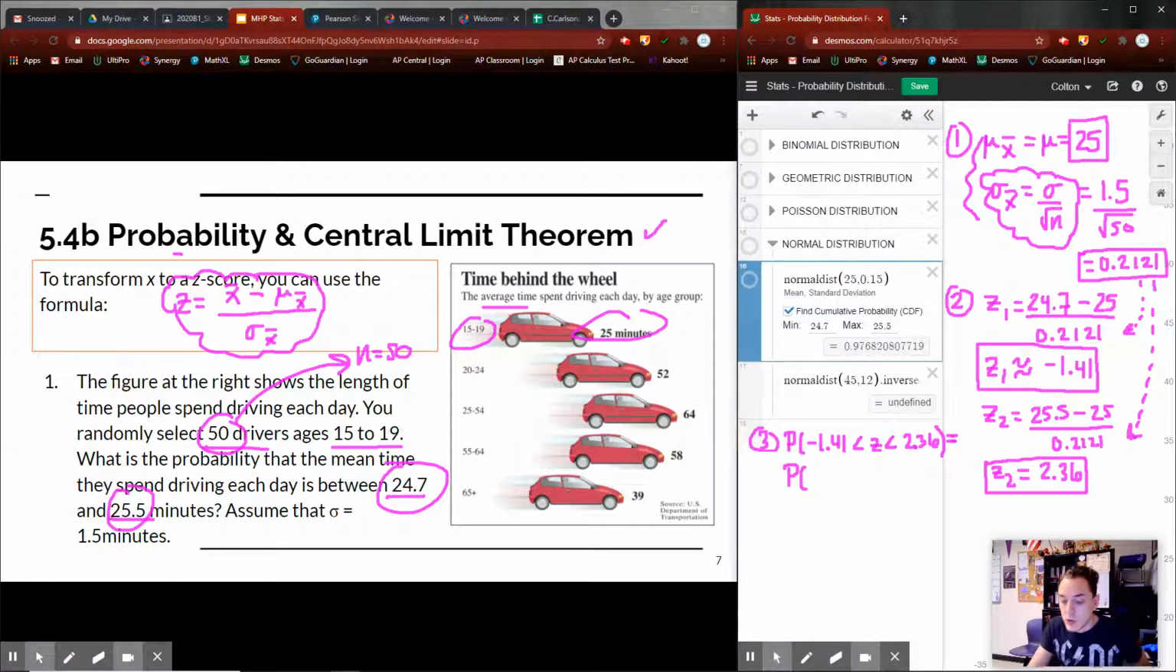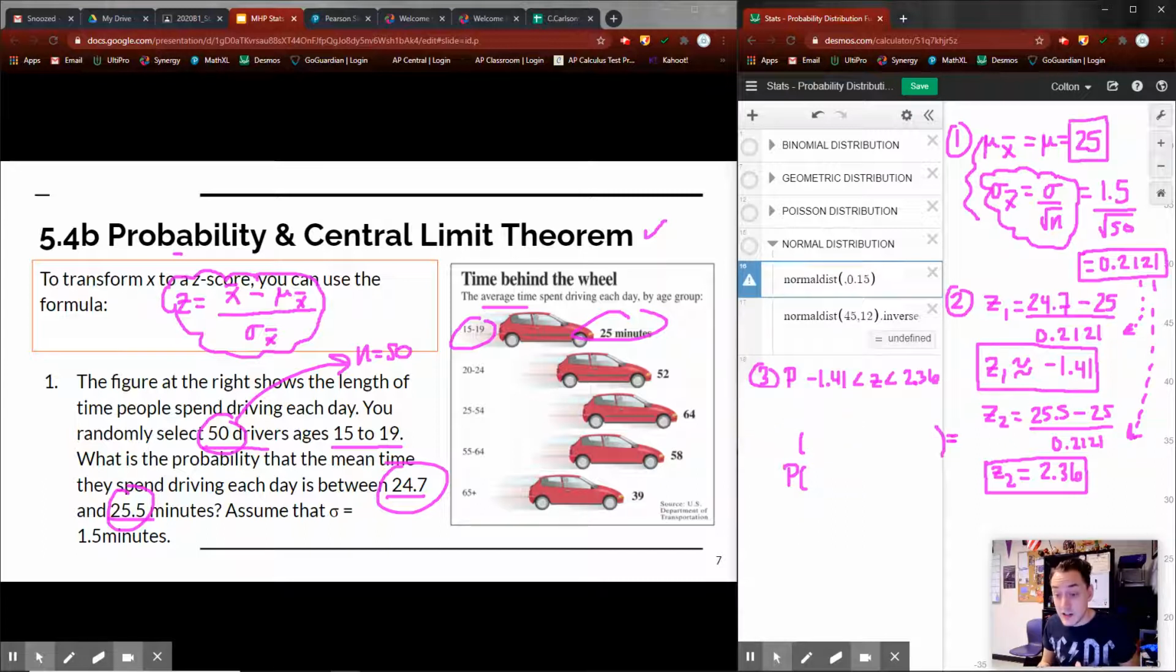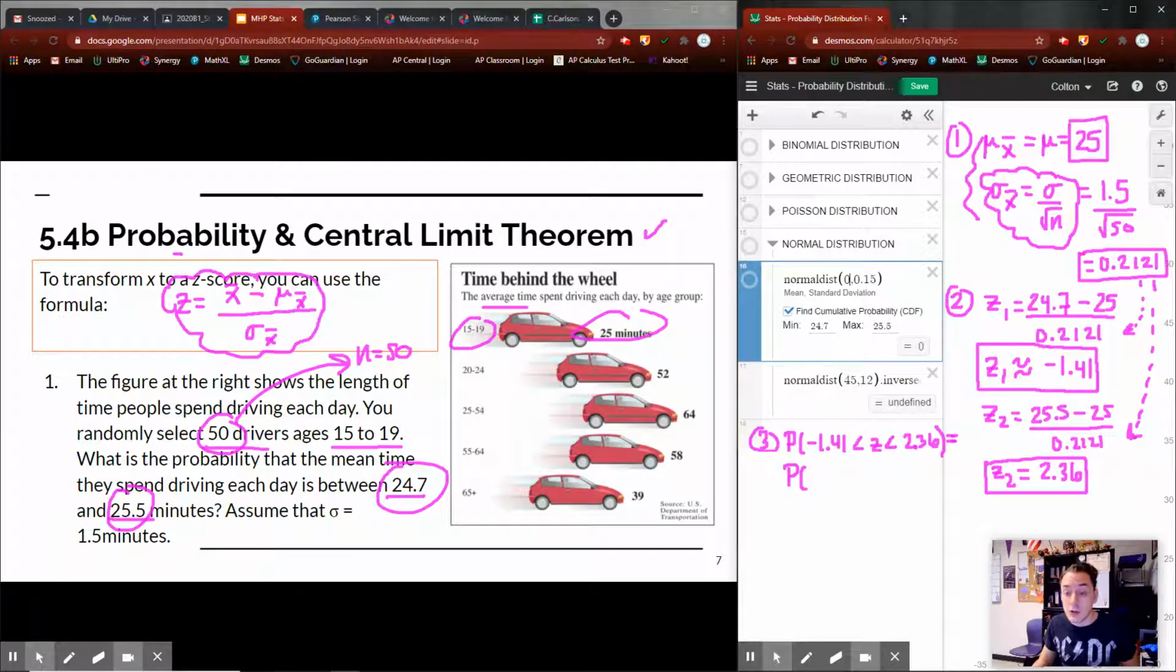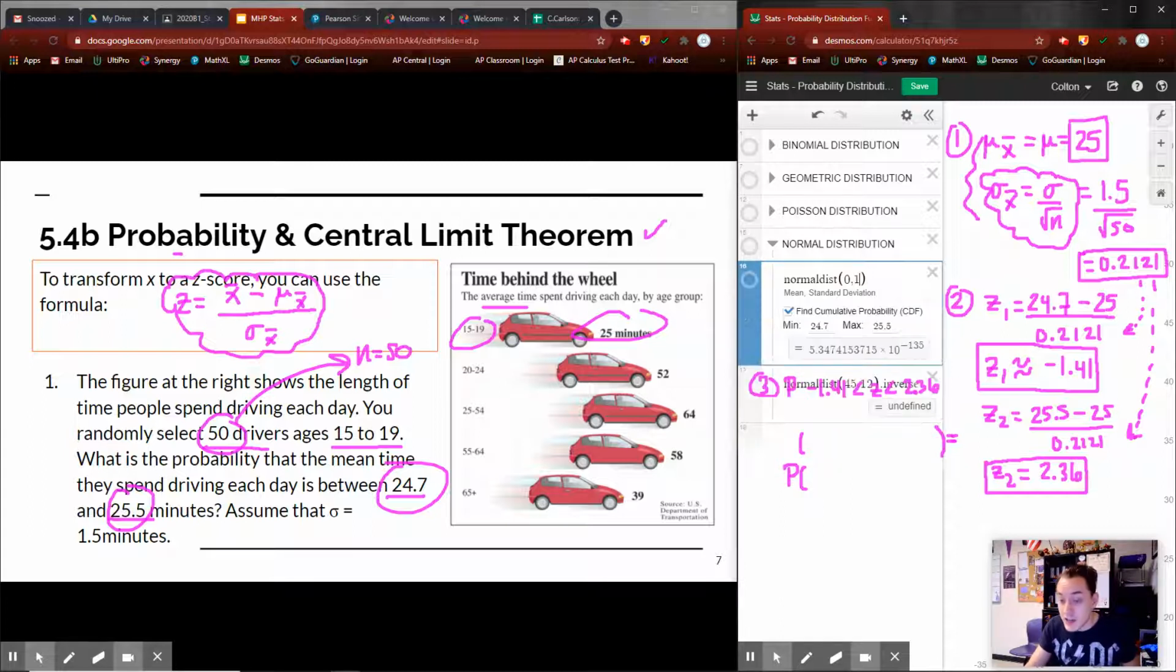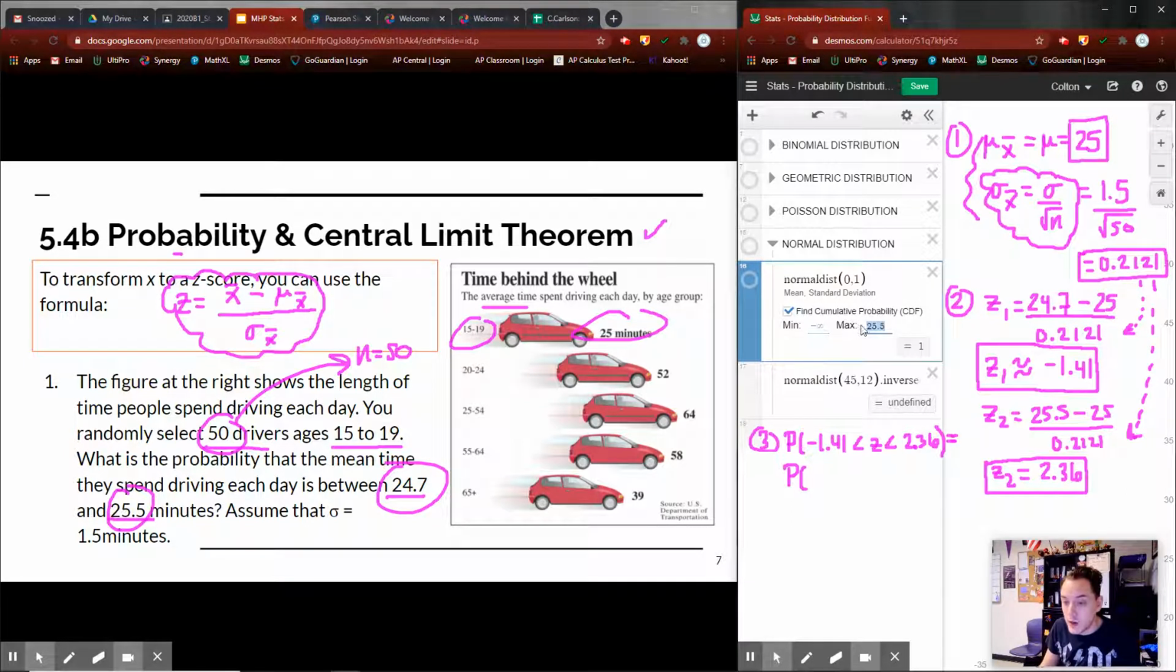Okay, so 25, I am standardizing it. I standardized this graph, right? So since I standardized it, I need to use my standard normal curve, which means my mean has to be 0 and my standard deviation needs to be 1. Okay, that needs to be true. Now, what is my min and what is my max?